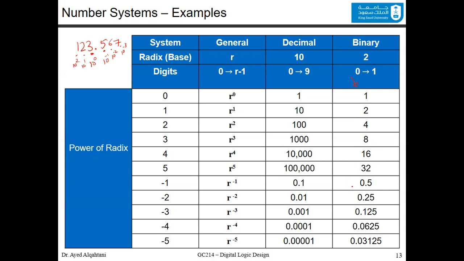And you can also continue on the negative side. We have 2 to the power of minus 1, which is 0.5, 2 to the power of minus 2 is 0.25, 2 to the power of minus 3 is 0.125, 2 to the power of minus 4 is 0.0625, and 2 to the power of minus 5 is 0.03125.